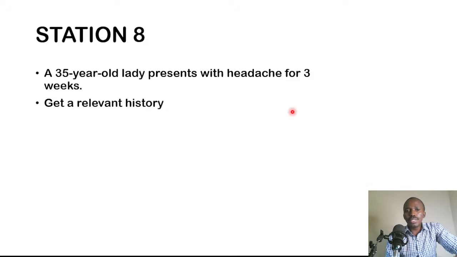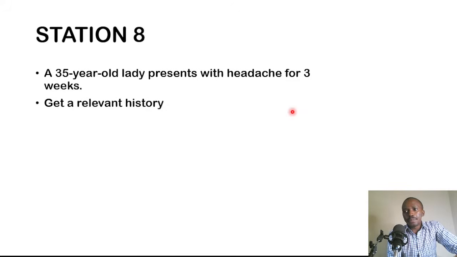Then we'll move on now to station 8. Again, headache for 3 weeks. Guys, if they bring you abdominal pain in the exam and you say that we didn't cover it on the channel, I'll be very disappointed in you. So if they bring you any history question in the exam, that's your station. You'll be like, my time has come. This is the time.